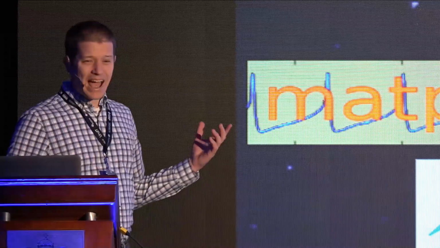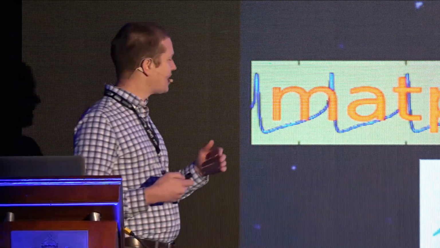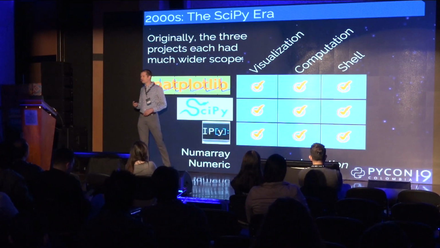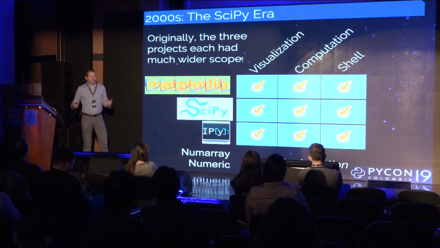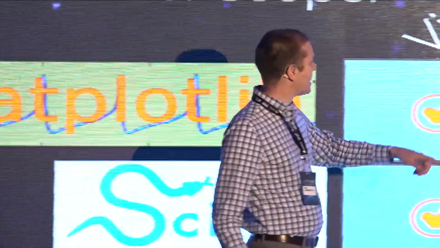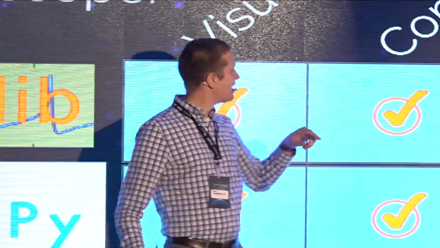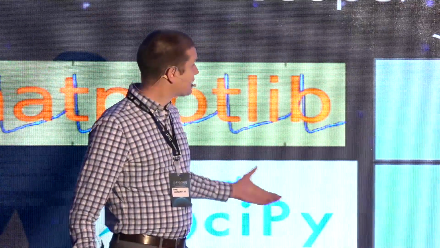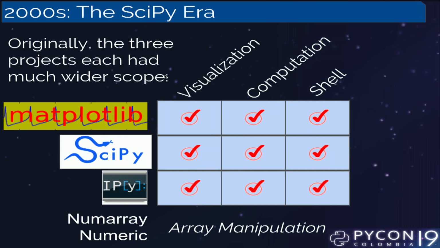And actually, the interesting thing originally is that each of these folks, John and Travis and Fernando, and the people working with them, were initially trying to solve all the problems themselves. If you look at the early versions of Matplotlib, they actually have some computational spectral analysis things and a shell script. It was trying to replace MATLAB completely. And similarly with SciPy, the early versions had some visualization libraries in them. And the early versions of IPython had a little bit of these as well. So they were all trying to check every box.